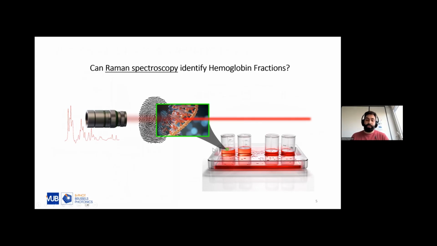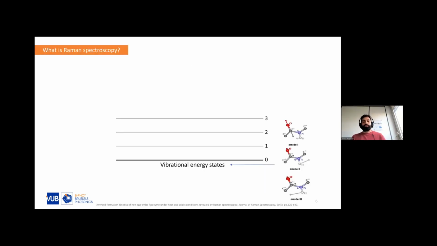So that's how we did it. We had our samples in a container in liquid state, and then we illuminated them with a laser of 785 nanometers, and a fingerprint signature would come out of it that we analyzed to say which type of hemoglobin fraction it is. The study is a feasibility study. Now, I said Raman spectroscopy, but what is Raman spectroscopy? My sample has different types of molecules in it, different types of chemical structures.